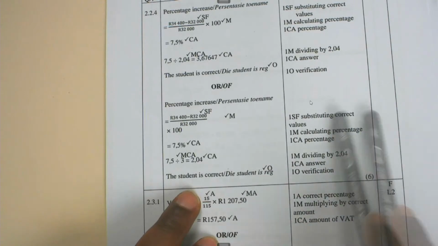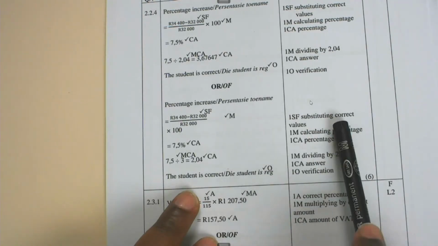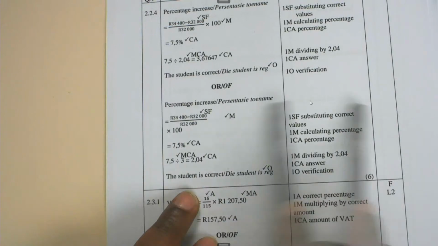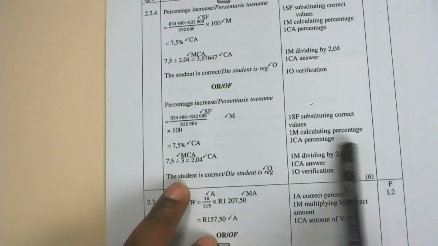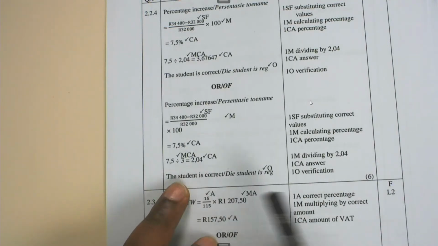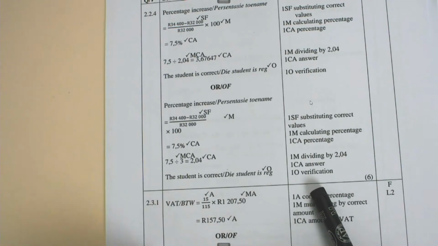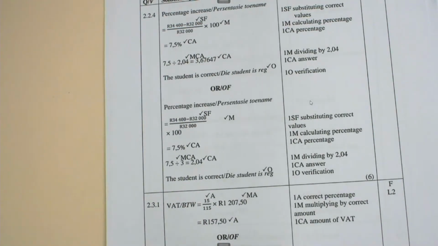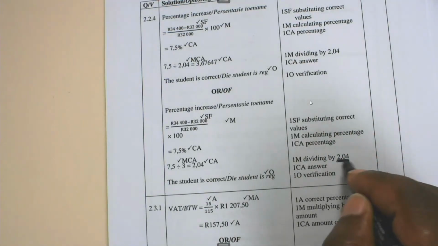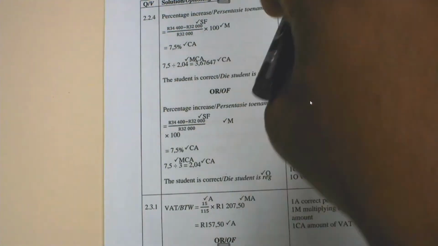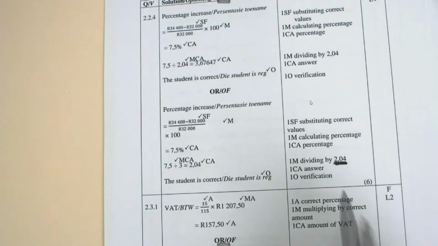And then the mark allocation, same thing. Substituting the correct values, getting the percentage, and then MCA for dividing the percentage by 3, and 1 mark for verification, and 1 mark CA for the answer after dividing by 3, not 2.4. 2.4 is the first one, and then after dividing by 3.